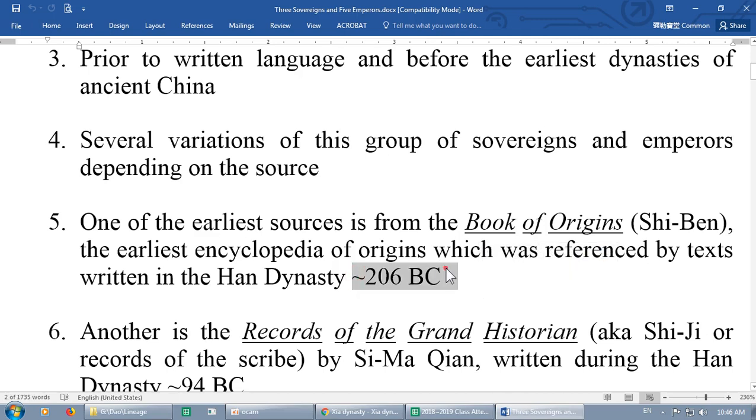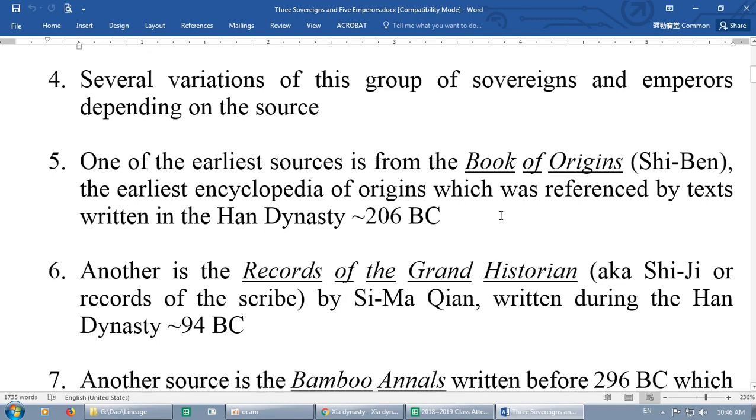They do mention these ancient sovereigns, the three different sovereigns, or the several different sovereigns and several different emperors. So this is indirect evidence, even though there was no hard archaeological evidence.